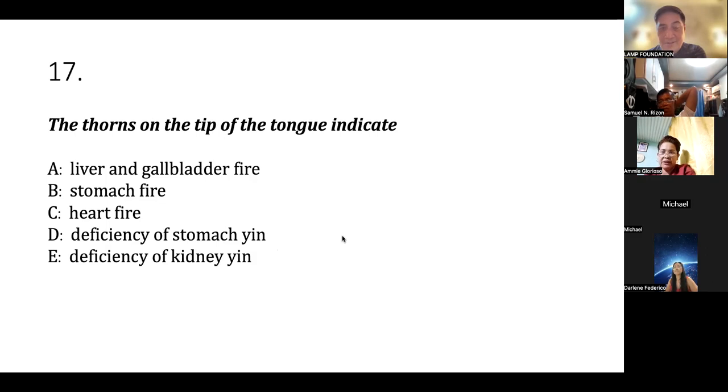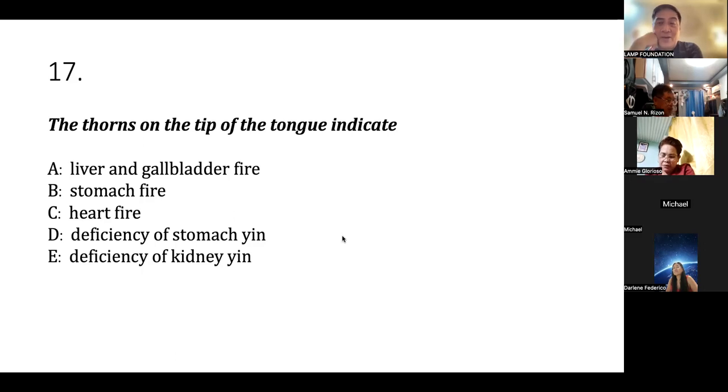The thorns on the tip of the tongue indicate: A. Liver and gallbladder fire, B. Stomach fire, C. Heart fire, D. Deficiency of stomach yin, E. Deficiency of kidney yin. Doc, yung thorns ba, ang ibig sabihin din nito is yung prickles? Yeah, prickles. Thorns on the tip of the tongue. Doc, my answer is letter C. Heart fire. Okay, correct answer is heart fire.